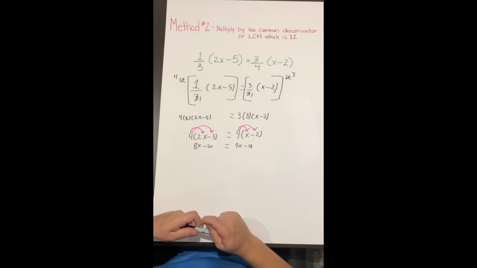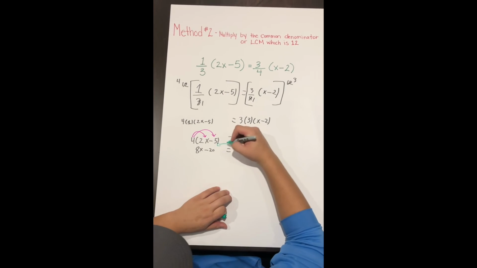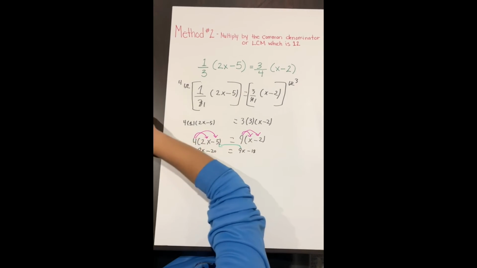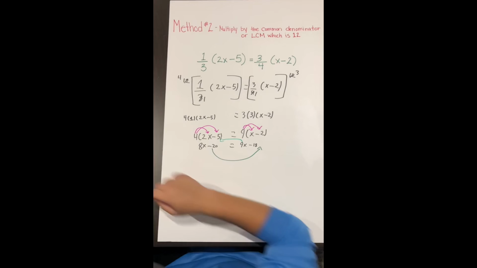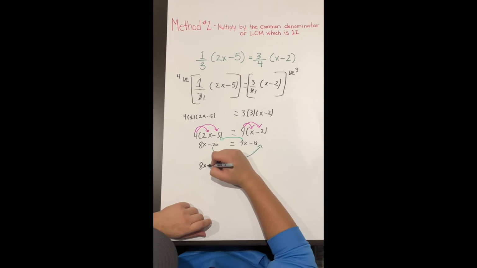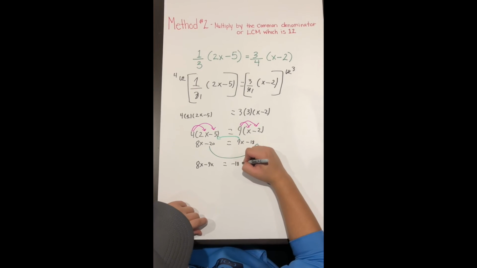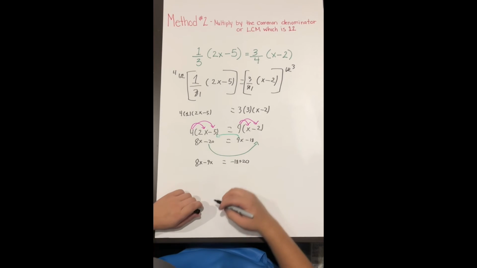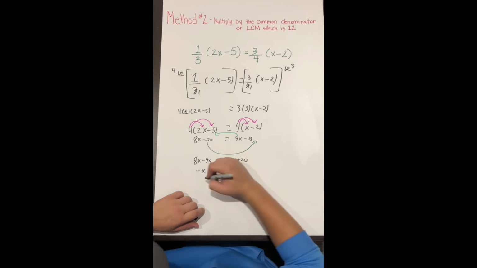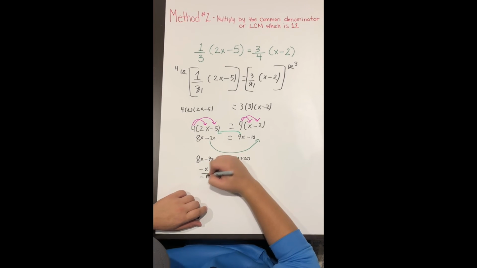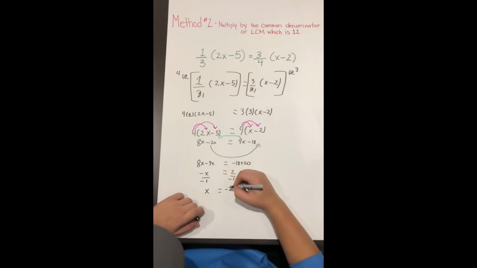So after you do that, you have to switch teams and change jerseys. So this would come over to this side and become a negative, and this negative 20 would come over to this side and become a positive. So you get 8x - 9x = -18 + 20. When you solve that, this would end up being negative x = 2. So the negative x has to be divided by negative 1, and the 2 has to be divided by negative 1, which means x = -2.